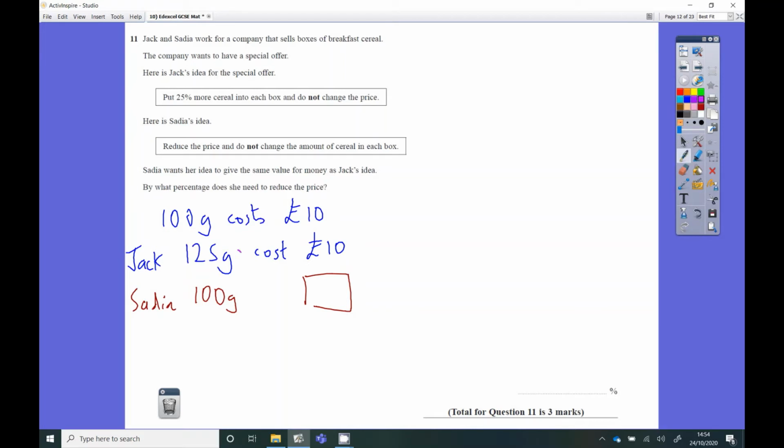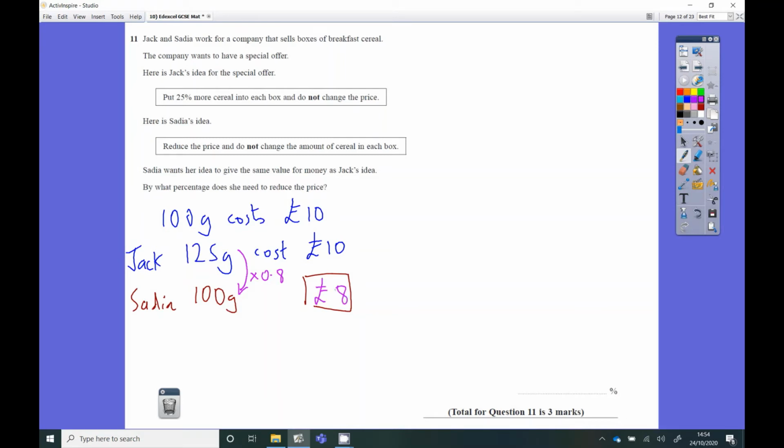125 grams down to 100 grams, it's a fifth less. Okay, we've sort of multiplied it by 0.8. So you can either think of it that you're multiplying by 0.8, or I can see that 25 grams out of 125 grams is 20%. So how much is Sadia going to have to charge? She's going to have to charge a fifth less than 10, or 10 times 0.8. She's having to charge £8.